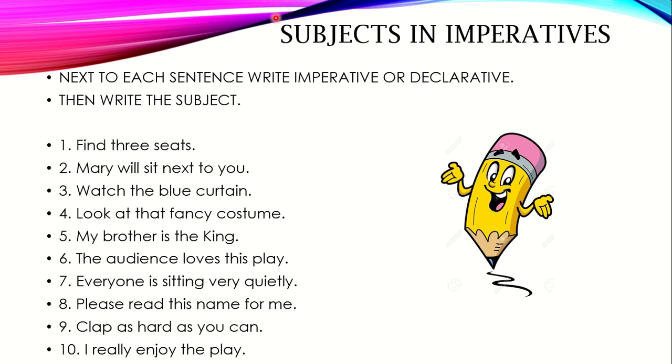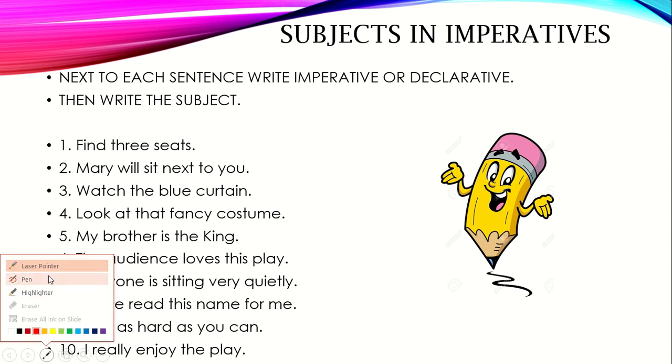We have here the exercise. You will write next to each sentence if the sentence is imperative or declarative. Imperative begins with a verb, and declarative has who performs the action. And then you have to write the subject. Okay, next to each sentence, you write imperative or declarative.